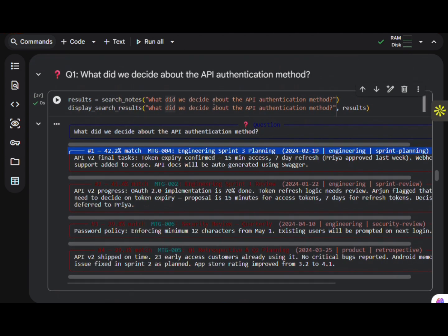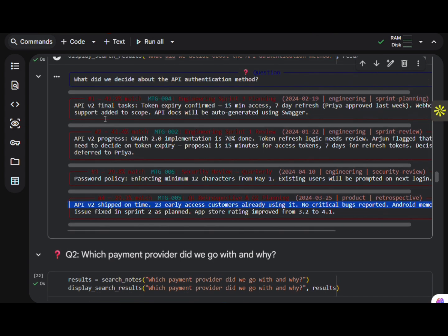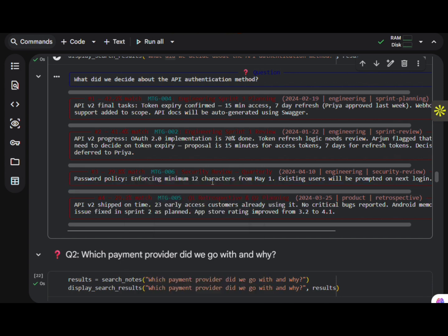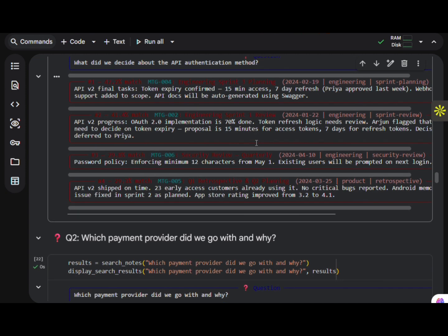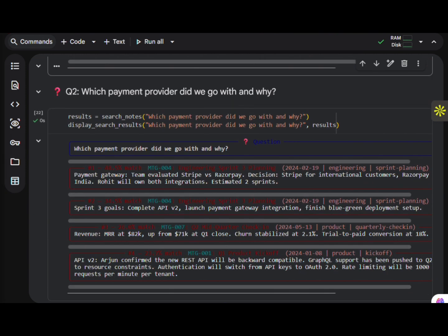As you can see, API v2 shipped on time. Look, password policy enforcing 12 characters from May 1 existing, as you can see. So all these things are in their place according to their ranks.